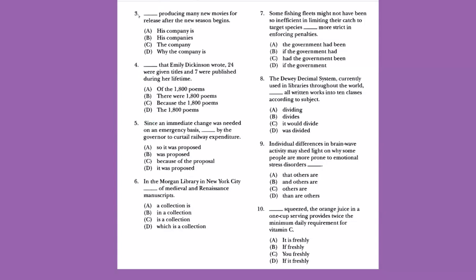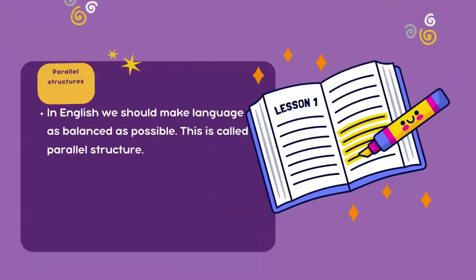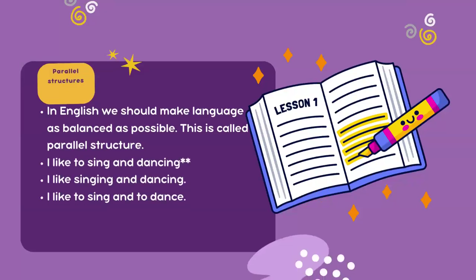Okay, and we're going to finish up today with some written expression. Now, in English, we should make language as balanced as possible. This is called parallel structure. Let's see this example. I like to sing and dancing. This is an example of a wrong parallel structure. Now, what would a parallel structure look like? I like singing and dancing. Or I like to sing and to dance.